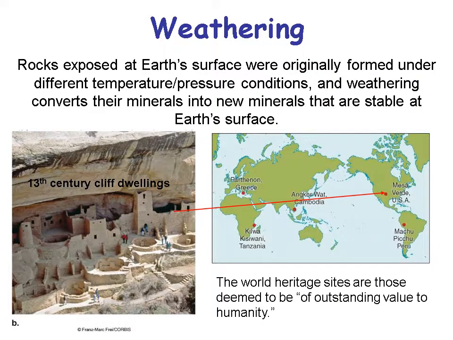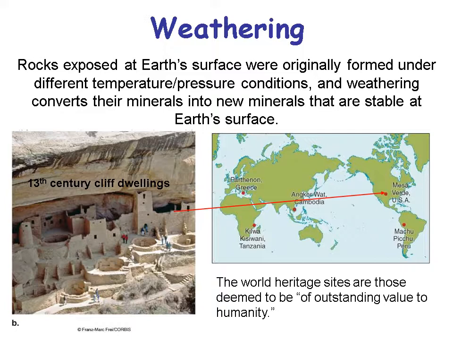Rocks exposed at the Earth's surface were originally formed under different temperature and pressure conditions, and weathering converts the minerals in those rocks to new minerals that are stable at the Earth's surface. So that's a good way to think about weathering in the big picture. The original rocks are stable at different temperatures and pressures than we have on the Earth's surface now, and weathering converts them to new minerals that are stable at today's superficial temperatures and pressures.